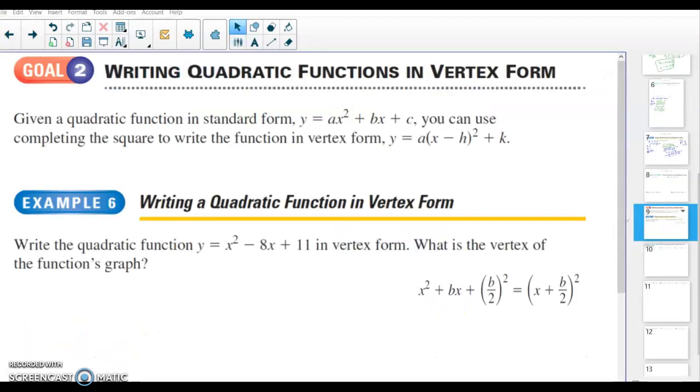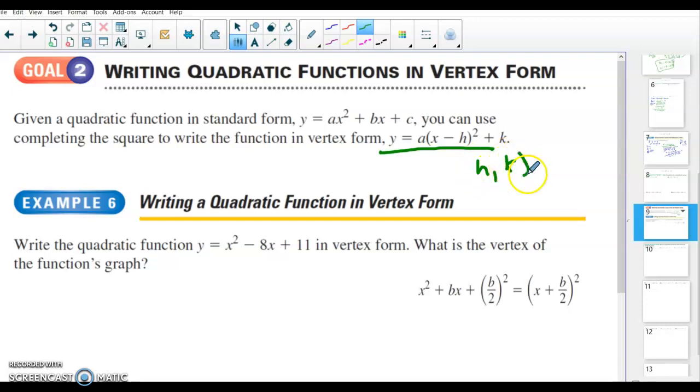Okay, so we're going to move on to another goal of ours, writing quadratic equations in vertex form. Just a quick reminder of what vertex form is. It's when you're writing an equation in this form here, where (h, k) is your vertex. So we practiced that earlier. So our goal is to make any equation that's in standard form look like this so that we can find our vertex and very easily plot this.